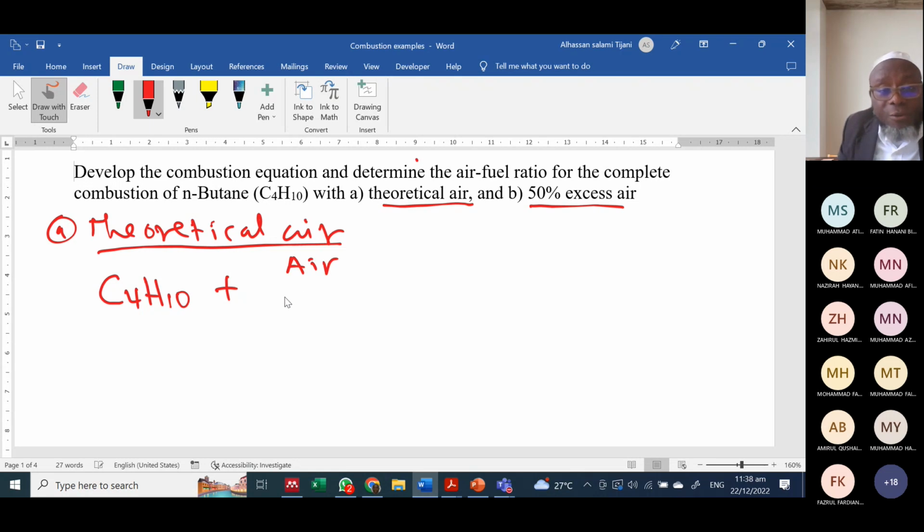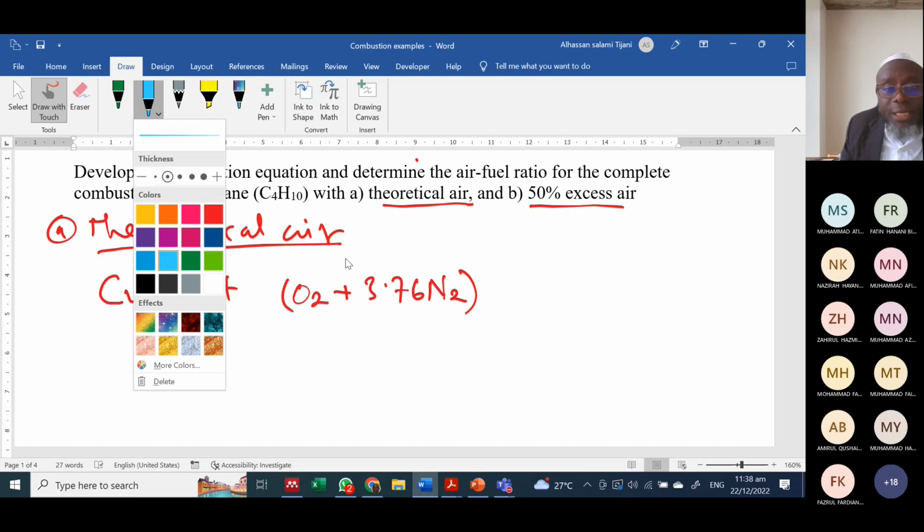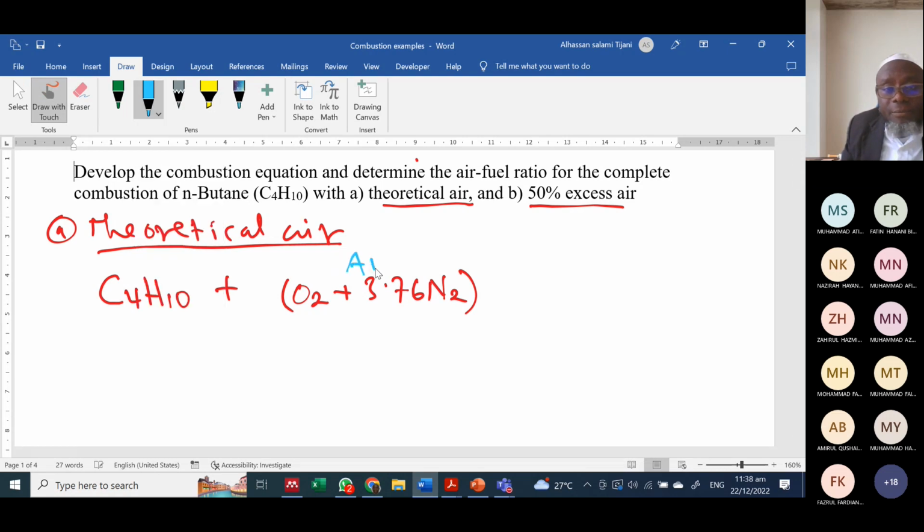Now the air consists of oxygen. For every 1 mole of oxygen, we will have 3.76 moles of nitrogen. You understand me? So this is the air. That's the atmospheric air. This is the air. So it's very important that you understand this.